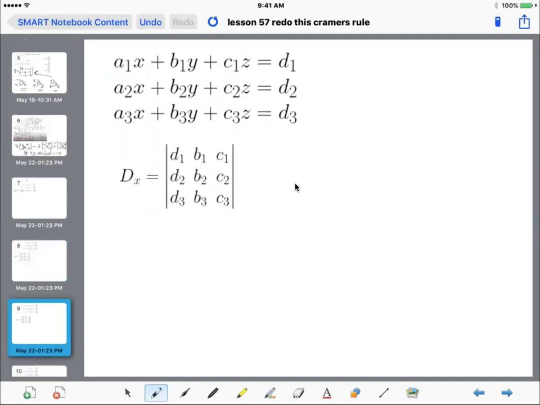Okay, it's also true that dx is the determinant of the 3 by 3 matrix, which is the coefficient matrix, except the A1, A2, A3 is instead replaced with D1, D2, and D3.